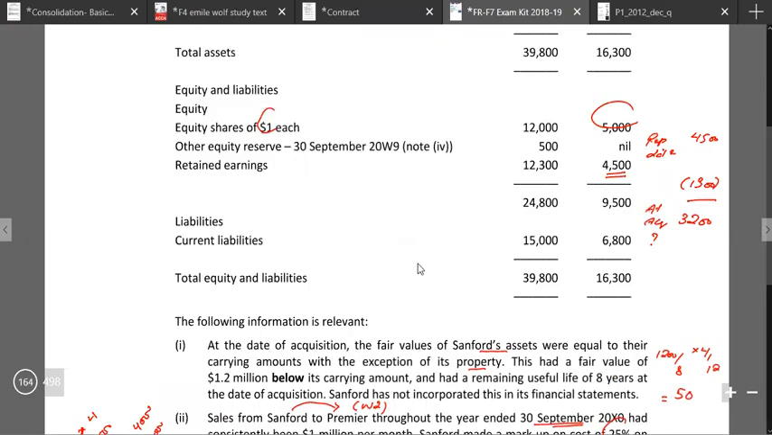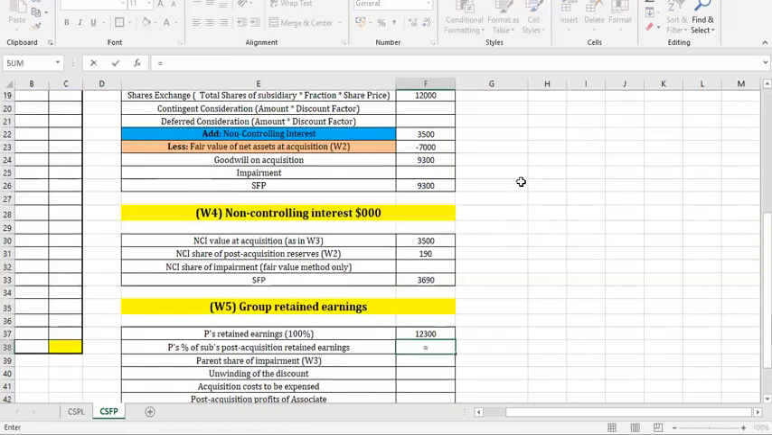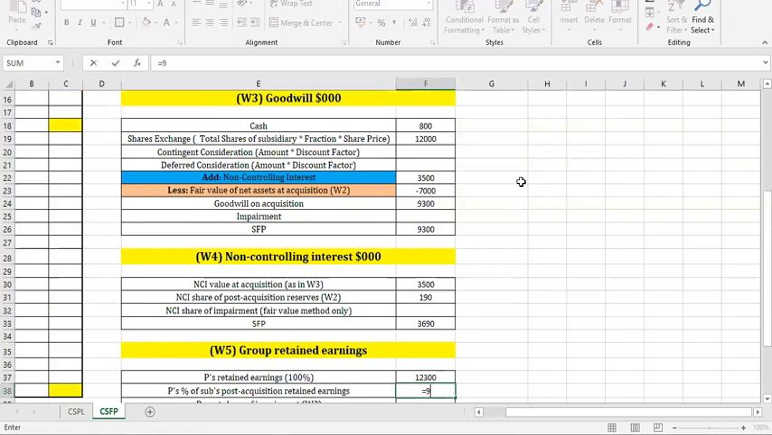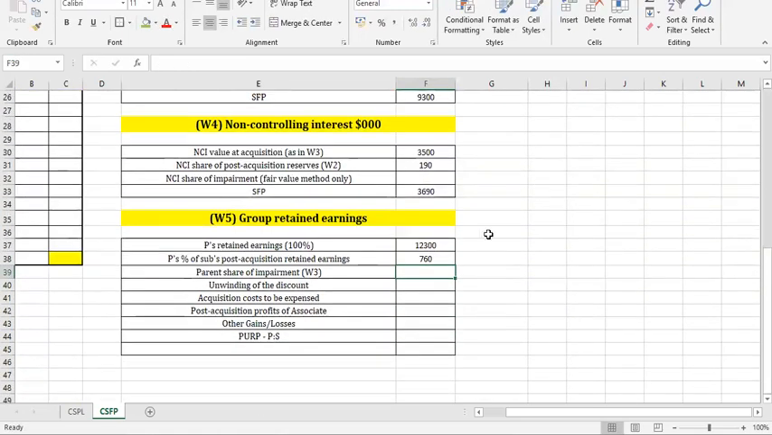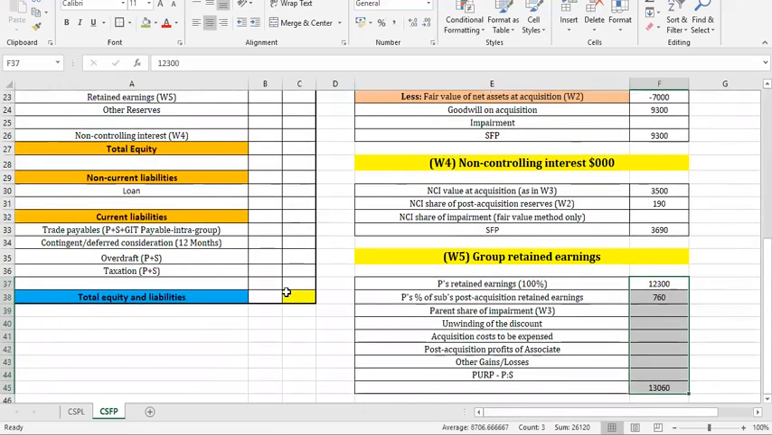Retained earnings. Okay, retained earnings of the parent. First of all, we'll be taking that. It is 12,300. And now the post acquisition was 950, yes, 950 into 0.8, 760. We do not have any impairment, we do not have any unwinding, no acquisition cost, no other gains or losses. Remember one thing, the gain was for other comprehensive income, so we cannot add that into retained earnings. We will be adding that over here in the other components of equity.